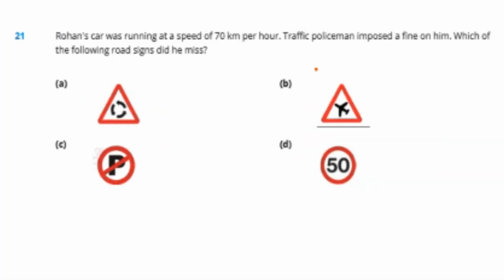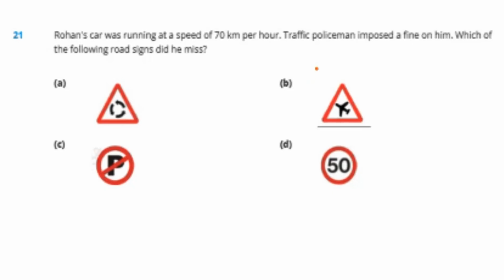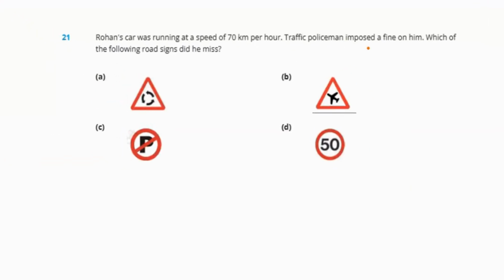Rohan's car was running at a speed of 70 km per hour. A traffic policeman imposed a fine on him. Which of the following road signs did he miss? So Rohan was traveling, riding a car at a speed of 70 kilometer per hour, right? And the traffic policeman imposed a fine on him for breaking the traffic rules, right?